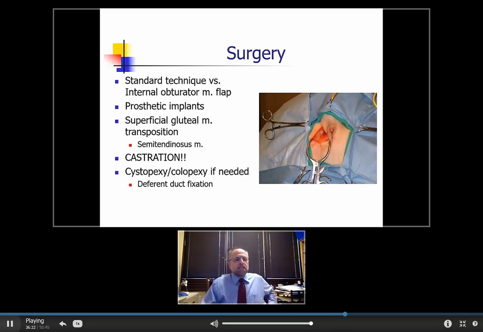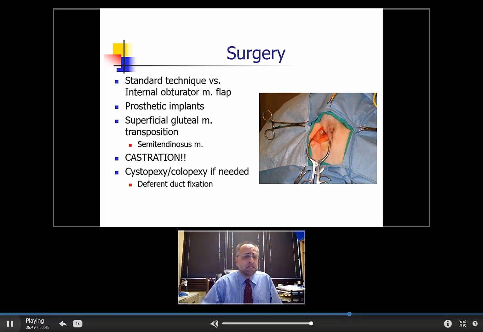Surgically, there's two pretty common techniques for fixing these. It's the standard technique where we're basically suturing all the muscles back together, or an internal obturator muscle flap, where we dissect out the internal obturator muscle and we flip it over, and it basically covers up the area where the hernia was, and we suture that to the muscles. And that's my treatment of choice. That's how I typically fix perineal hernias.